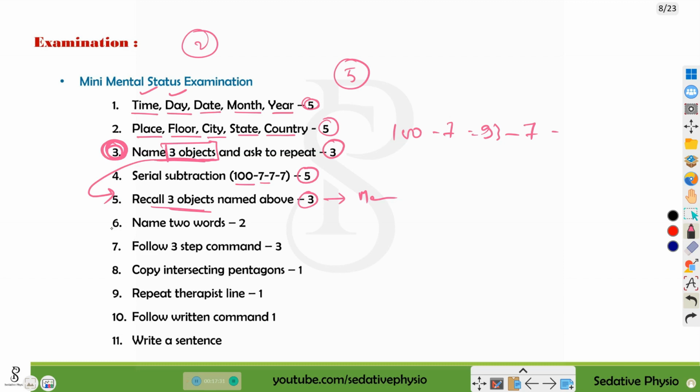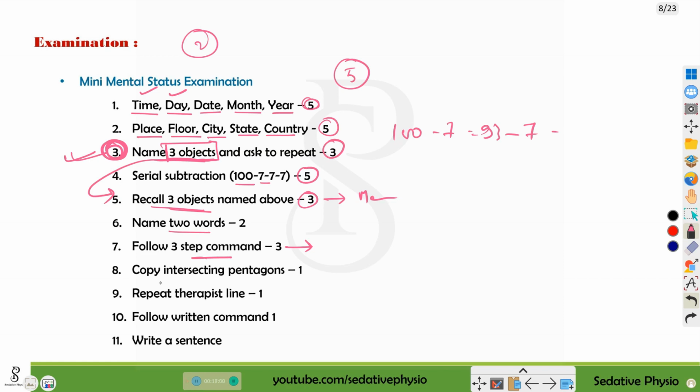Now in the sixth section, you will ask the patient to name two words. In the third section, it was you who spoke three words, but here in the sixth section, the patient will name two words, any random two words. Okay, now follow a 3-step command. You will give a 3-step auditory command to the patient, and the patient will follow the same. If the patient is able to follow, it is absolutely fine. If the patient fails to do so, there is some error in the patient.